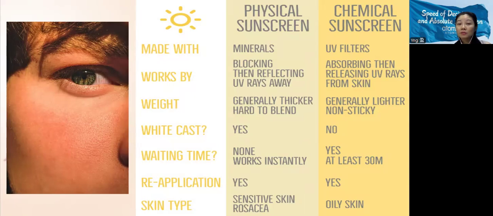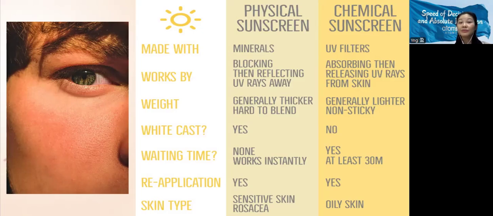Physical sunscreen will block the sun rays and reflect the UV rays away, whereas chemical sunscreen, like I've mentioned, will absorb and then release the rays from our skin. In terms of weight, physical sunscreen is generally thicker and hard to blend, whereas chemical is generally lighter and non-sticky. Is there a white cast? Physical sunscreen normally will give a white cast, whereas chemical doesn't.